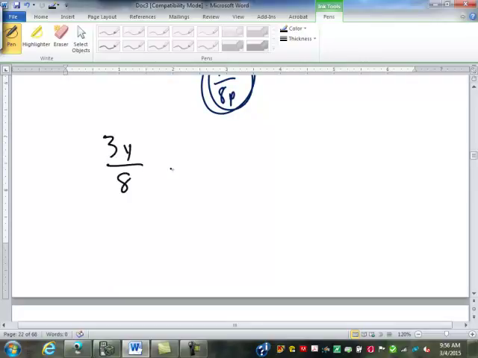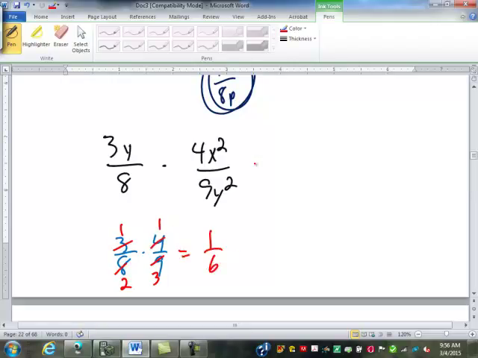27. 3y over 8 times 4x squared over 9y squared. I separate out the numbers. 3 over 8 times 4 over 9. 3 and 9 cancel, give me 1 and 3. 8 and 4 cancel, give me 1 and 2. That's 1/6. So I know my numerical part's going to be 1/6. For the variables, I've got y on top, x squared and y squared. So on top, it's x squared y over y squared, right? Can you follow that? No, I went a little fast. Can you slow down?